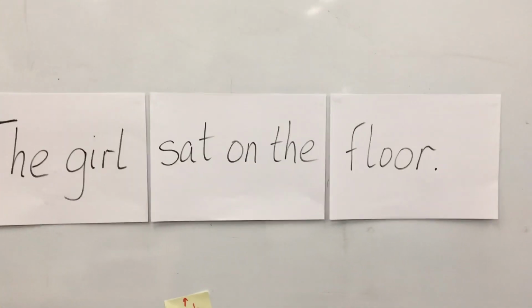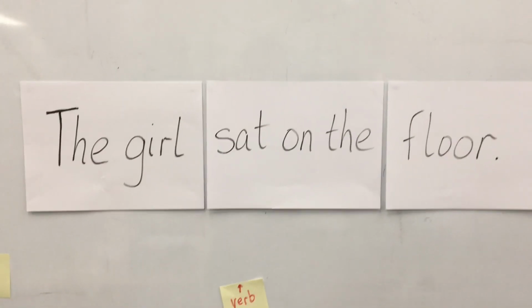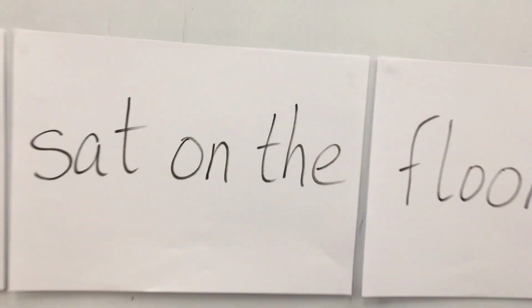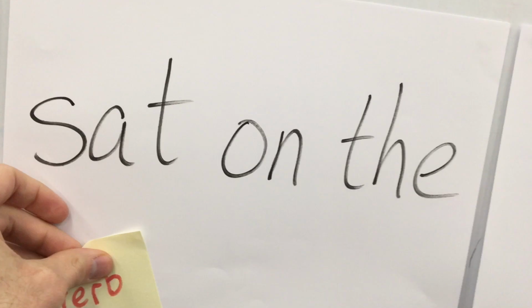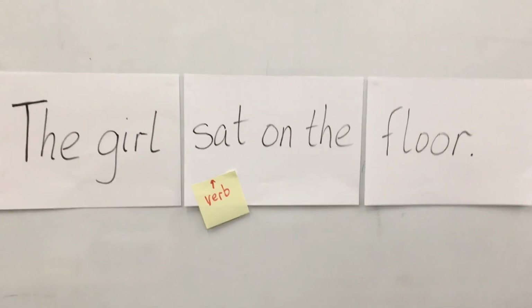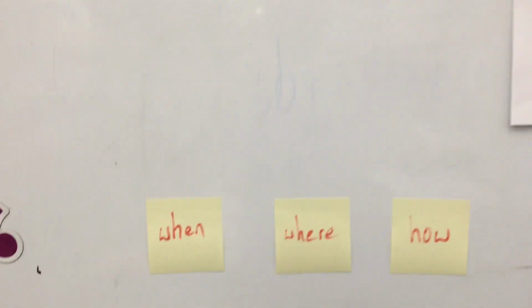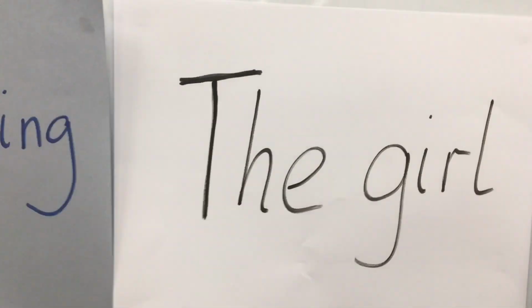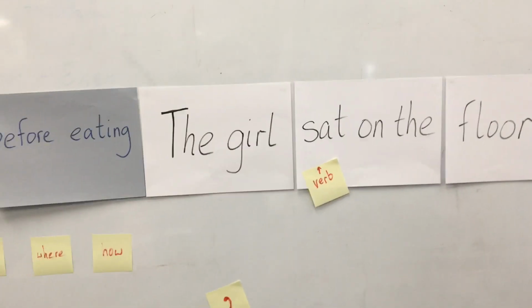Now that we know how simple sentences work, let's look at adverbial phrases. Now, naturally, an adverb acts as a way to add more information to the verb, which in this sentence is sat. Often an adverb will tell you when, where, or how the verb occurred. So for instance, we might say that before eating, the girl sat on the floor.